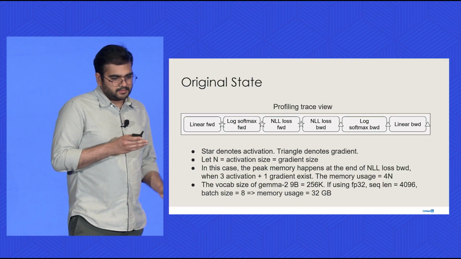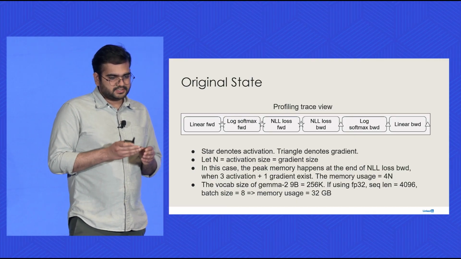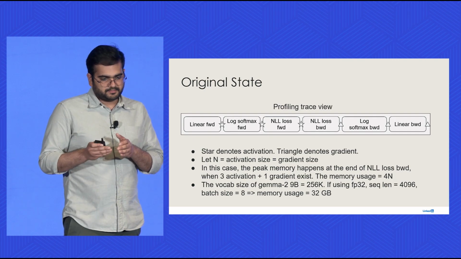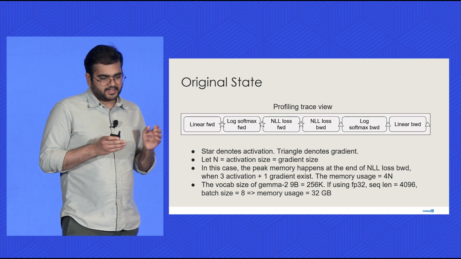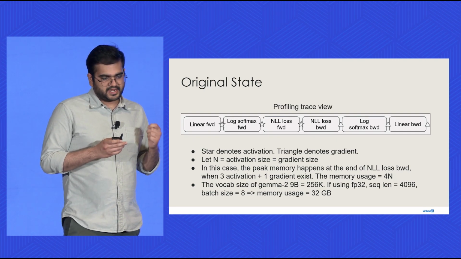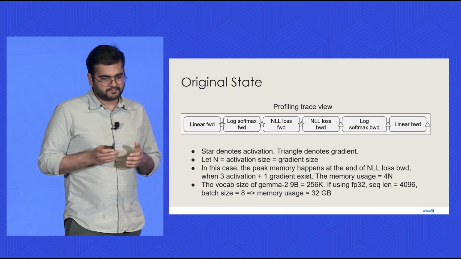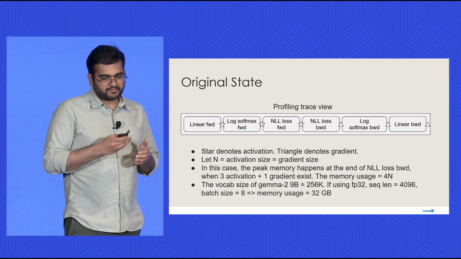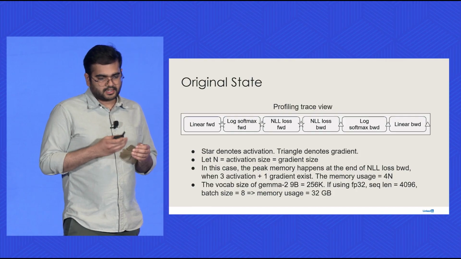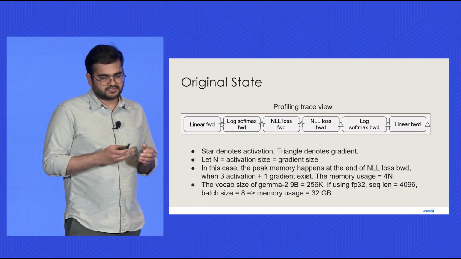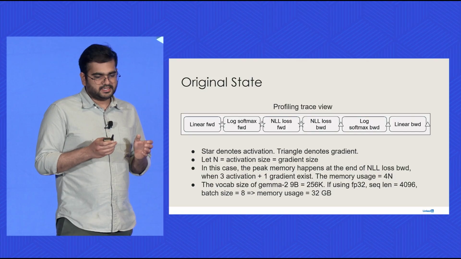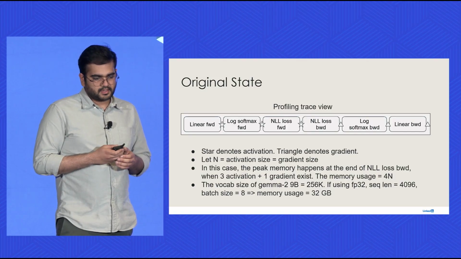Now, the peak memory activation happens after the NLL loss backward. In this case, you have one gradient and 3 activations that are needed to complete your backward pass. The total memory usage is 4n, where n is the activation size. So basically, for every token, n is the vocab size.